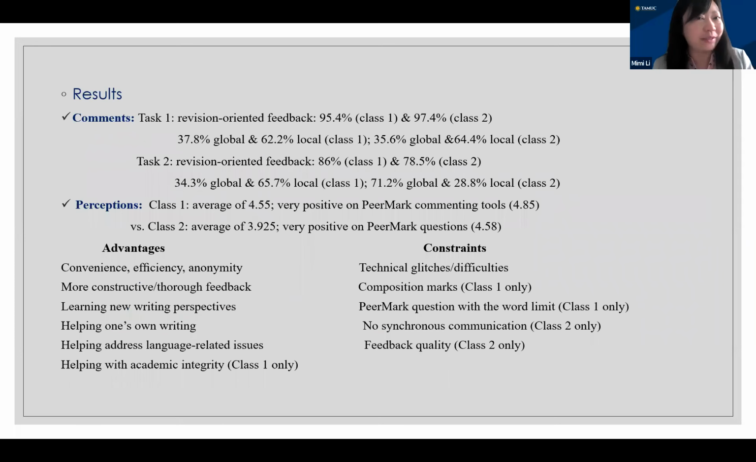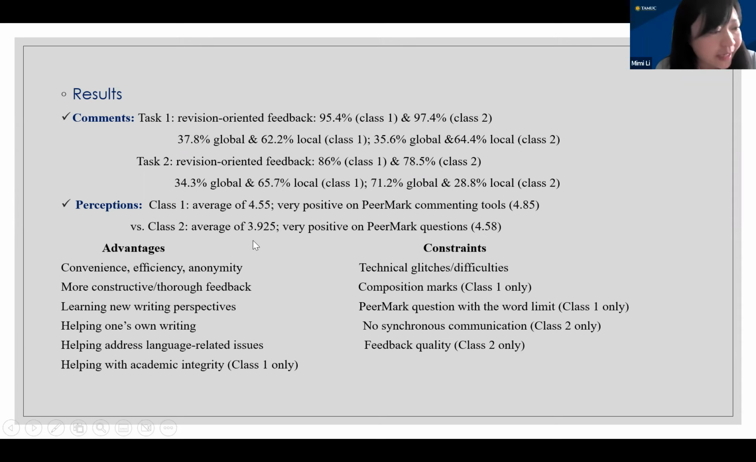So here are the results. We are very happy to see that students attended to not only the global issues, but also local issues. And also, we can tell that students focused more on the revision-oriented feedback rather than the non-revision-oriented feedback. Of course, that is very beneficial for the students' learning. We have a majority, over 95%, of feedback focused on the students' revision, on how they can revise their paper.